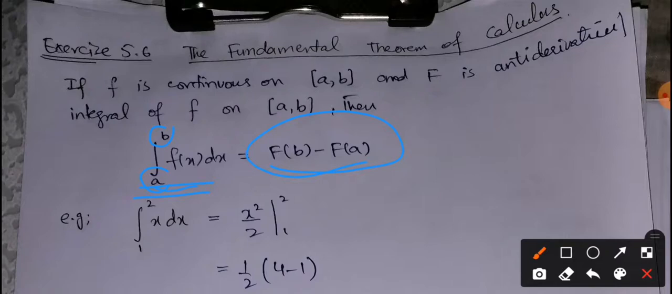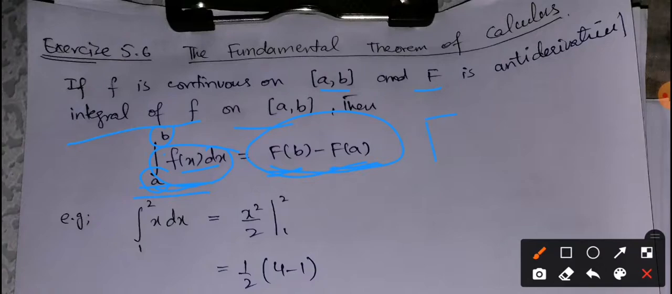So here is the statement of the fundamental theorem of calculus. If f is continuous on the closed interval [a, b] and capital F is the antiderivative or the integral of small f on the closed interval [a, b], then we define the definite integral as the integral from a to b of f(x) dx equal to capital F(b) minus capital F(a). That is, whatever the answer of the integral is, we have to put the limits, upper limit minus lower limit.